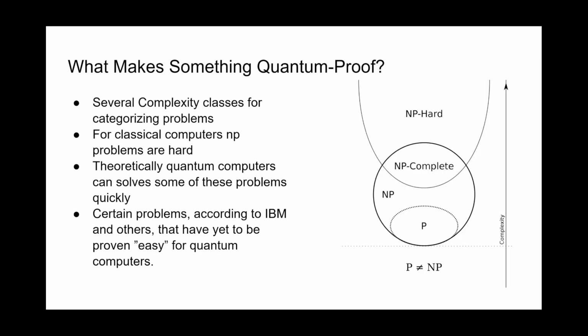So what makes something quantum proof? Well, there are several different complexity classes for categorizing problems: P, NP, NP complete, and NP hard. For classical computers, NP problems are difficult. Theoretically, quantum computers can solve some of these problems really fast. Certain problems, according to IBM and others, have yet to be proven to be easy for quantum computers.